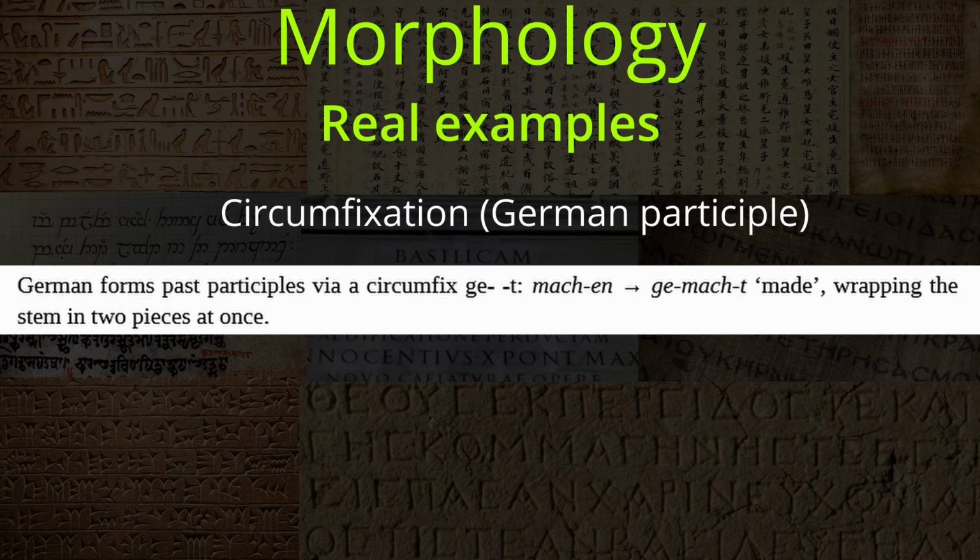And then we have circumfixation. For example, the German participle. You see, German forms past participles via a circumfix, ge at the beginning and t at the end. For example, machen becomes gemacht, which by the way means made, wrapping a stem in two pieces at once, hence circumfixation.